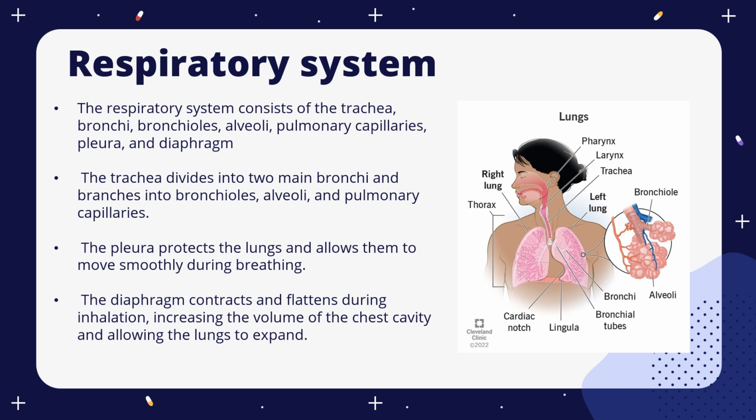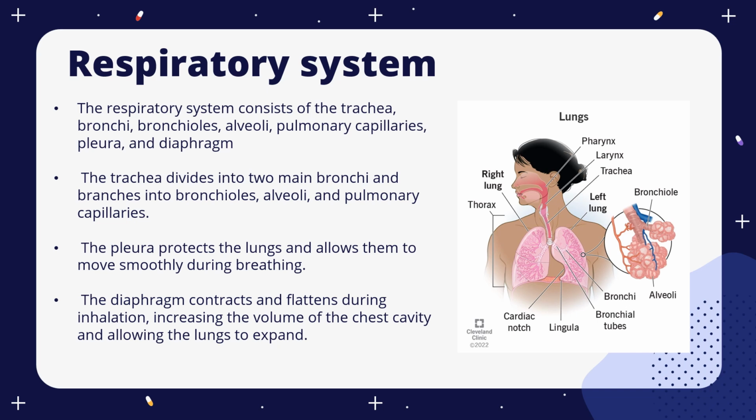Next we have the diaphragm. The diaphragm is the dome-shaped muscle that separates the chest cavity, or the thoracic cavity, from the abdominal cavity, and it also helps in ventilating the lungs. It plays an important role in breathing by contracting and relaxing to help move air in and out of the lungs.